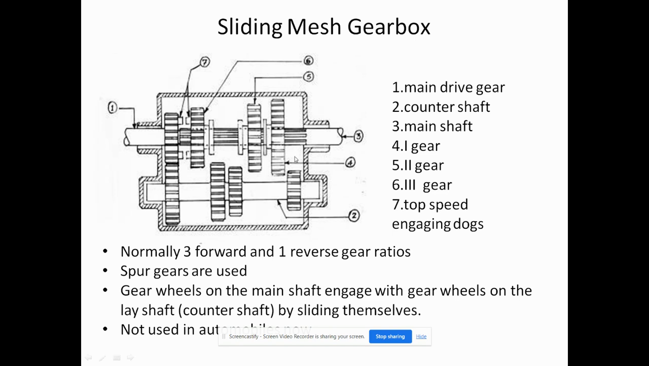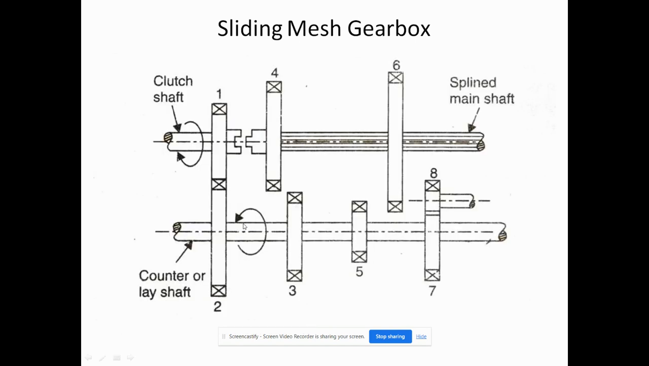Okay, here we can see the first gear. This is the first gear, and this is the second gear, and this is the third gear, and this is the top gear. Normally three forward and one reverse gear ratios are there. In this, we are using spur gears only. Gear wheels on the main shaft are engaged with the gear wheels on the lay shaft by sliding themselves like this. It will slide, and I will show clearly. This sliding mesh gearbox is not used nowadays.